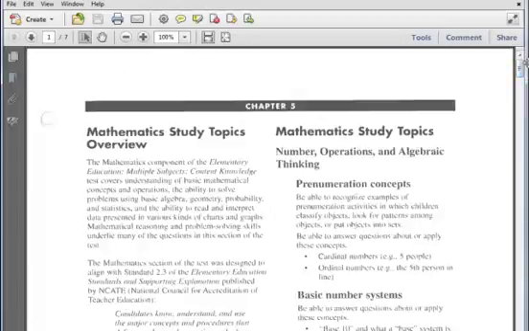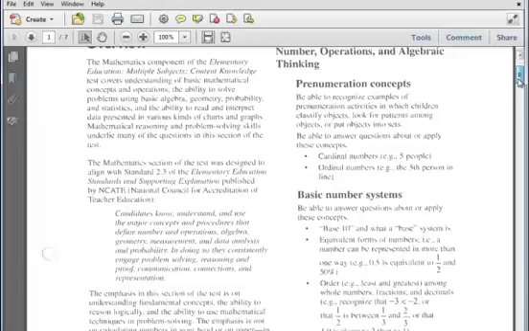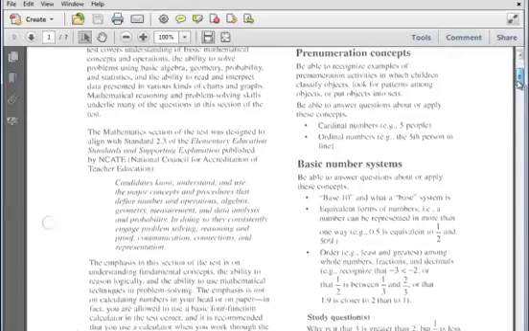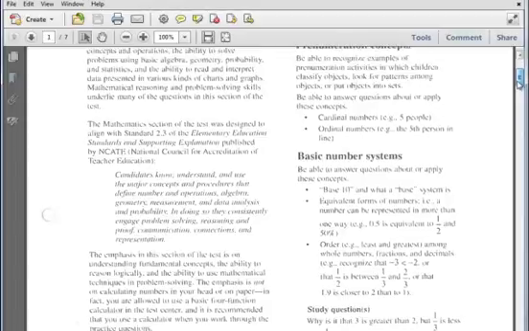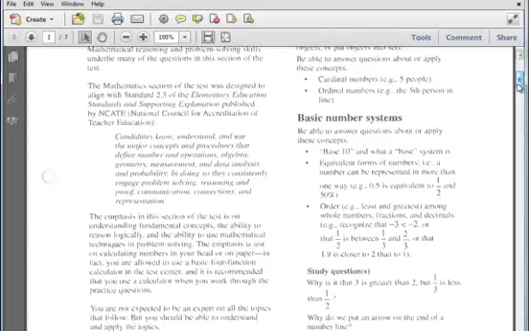Okay, it starts over here on the right, number operation algebra. Most people are actually better at algebra than they are at geometry and probability. You have your basic number systems. You need to be very familiar with base 10. They'll ask a lot of questions about base 10. And fractions, if you struggle with fractions, that's something you're going to have to get good at because there's lots of stuff with fractions on this test.